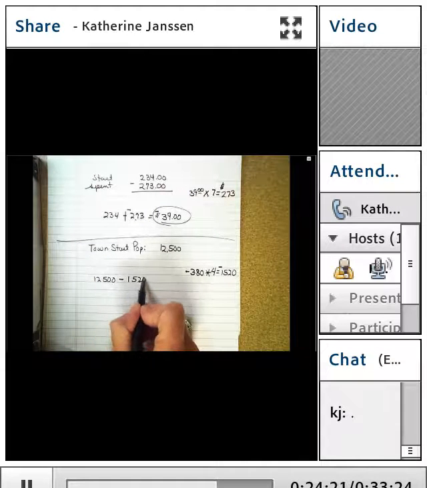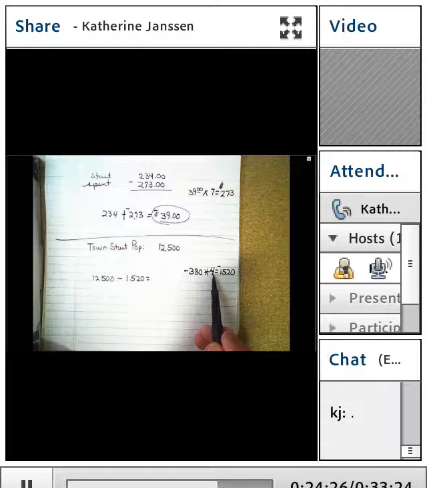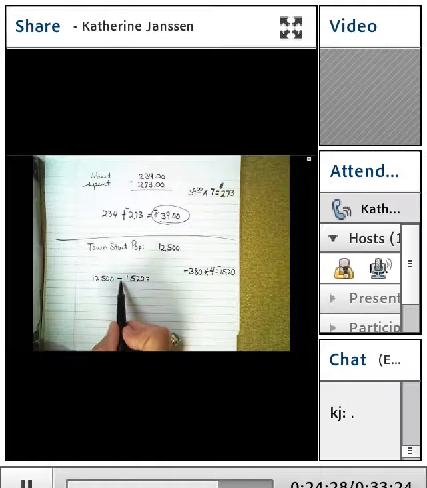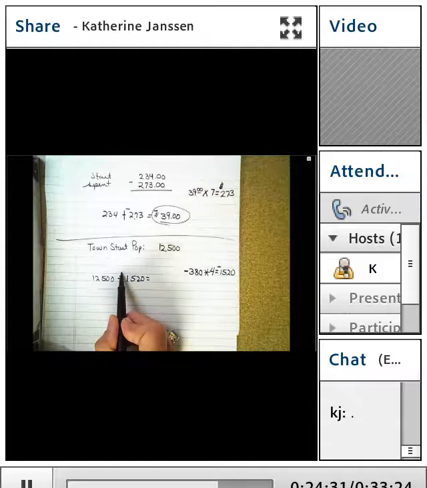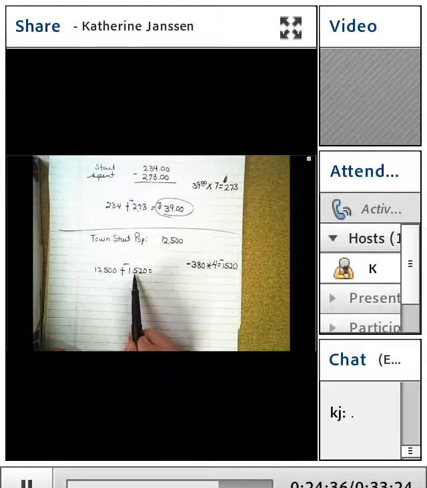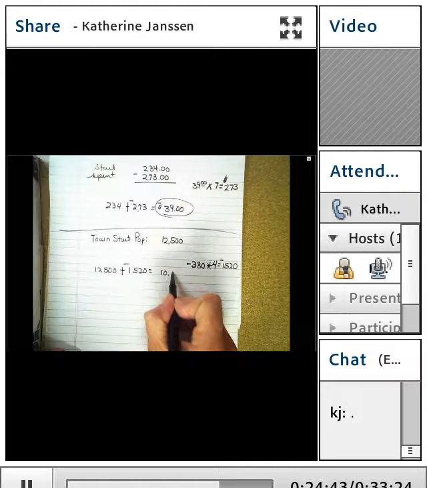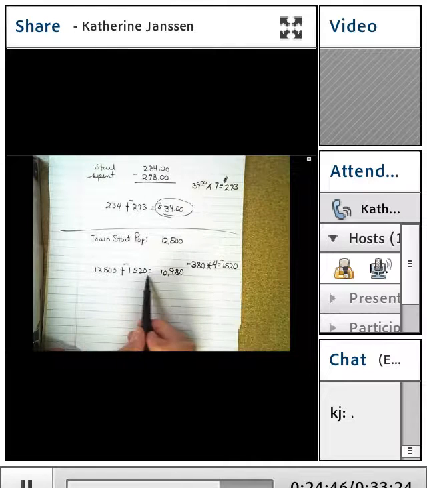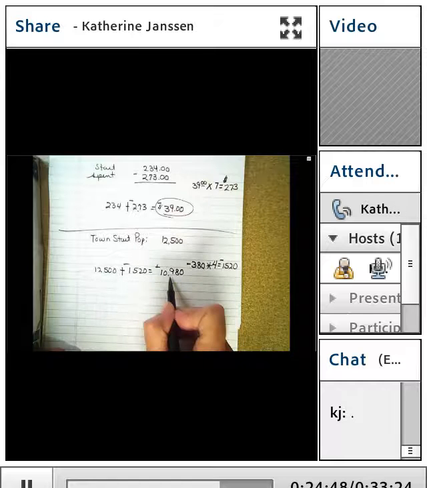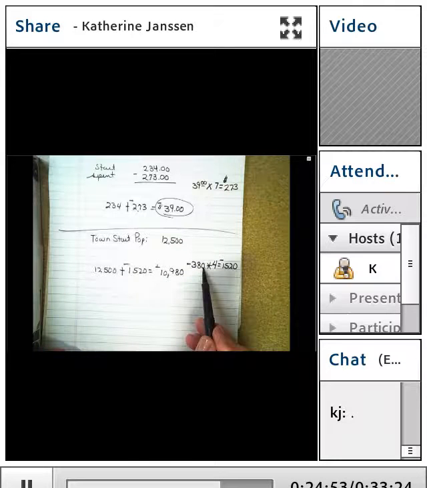It decreased 380 people for 4 years. This is subtraction. I'm going to change subtraction to addition and add the opposite. 12,500 subtract the smaller absolute value, which is 1,520, and I get 10,980. Keep the sign of the absolute value which is larger, which is positive. So the population after 4 years, when it dropped 380 people each year, is now 10,980.